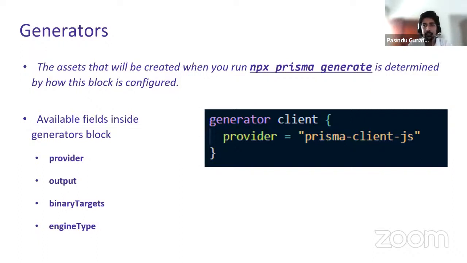Then the engine type. So for example, if I'm working on a Windows machine and I need to specify, okay, I need these assets created based on the OS specific, you can specify this over here. For example, if you are working with macOS, you can specify Darwin, if I recall this correctly, as the engine type, and the assets will be created fully compatible to that.